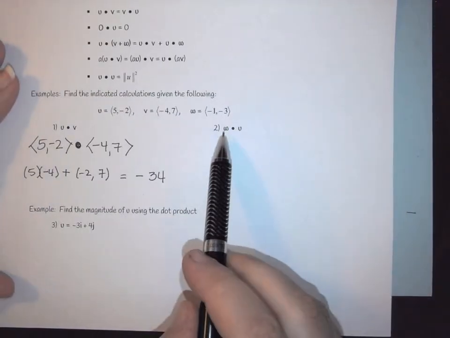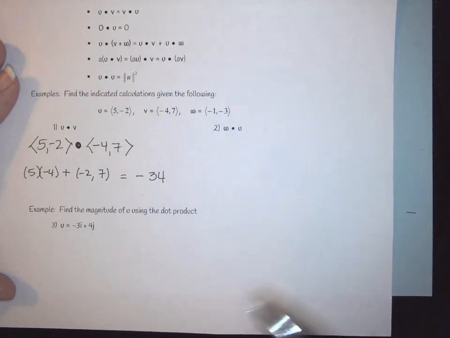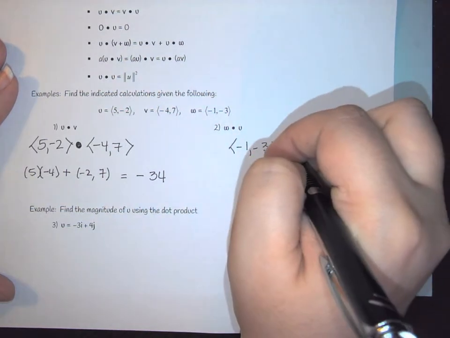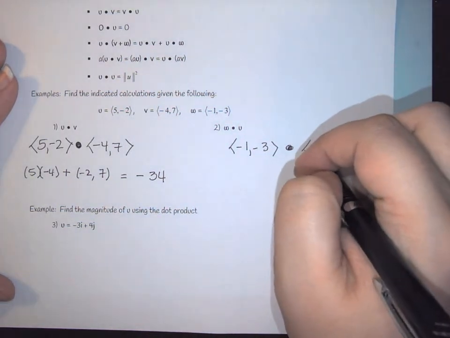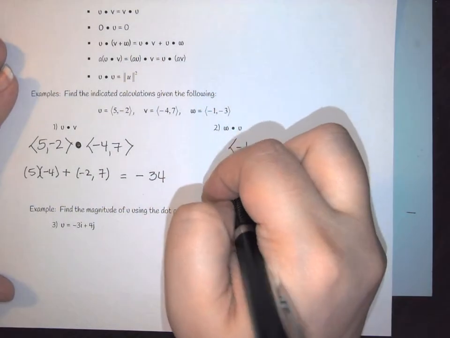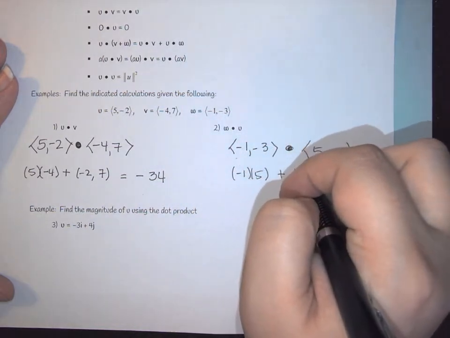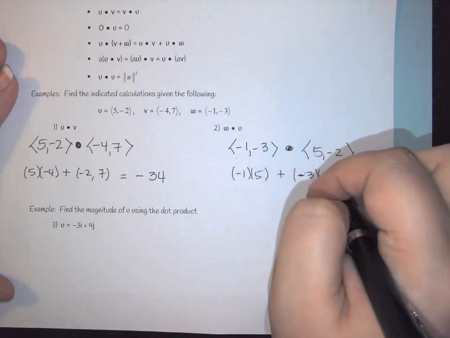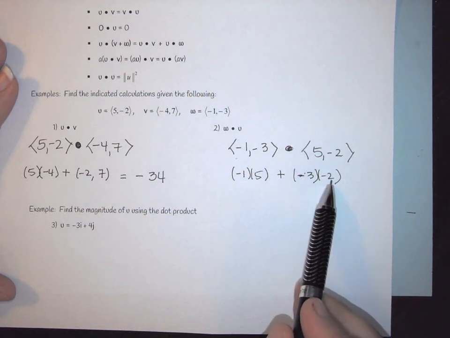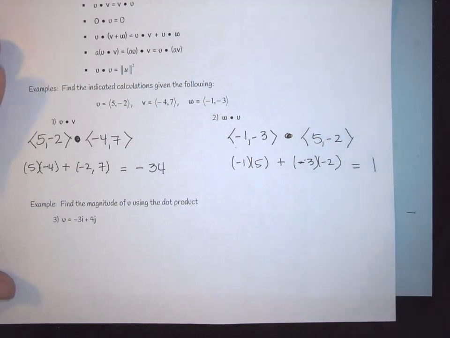Okay, let's do one more. Let's look at w dot u. So here this is going to be negative 1, negative 3 dotted with 5, negative 2. So here we're going to end up with negative 1 times 5 plus negative 3 times negative 2. Negative 1 times 5 is negative 5. Negative 3 times negative 2 is 6. Negative 5 plus 6 is going to give me an answer of 1.